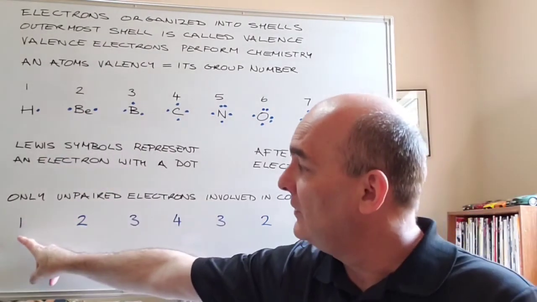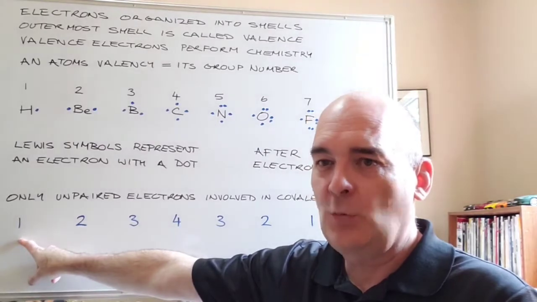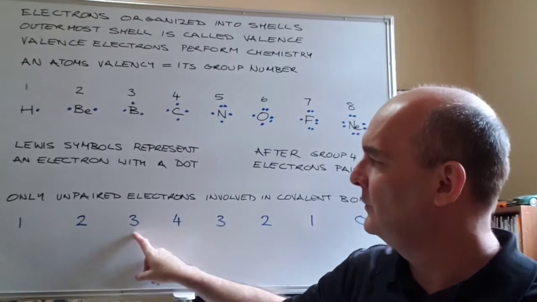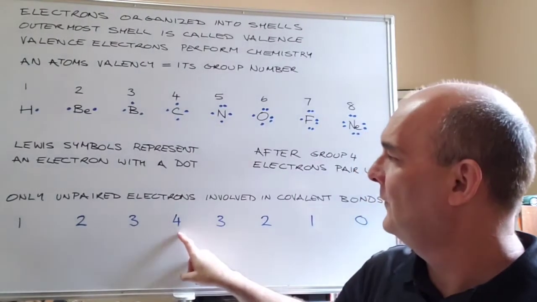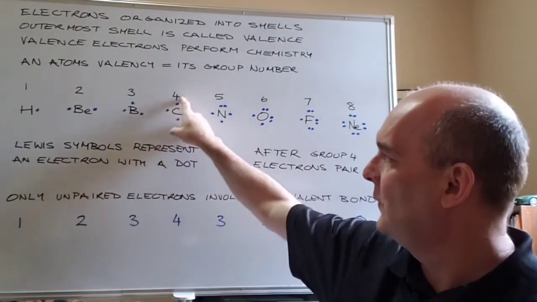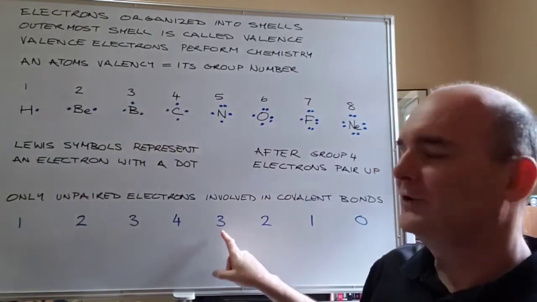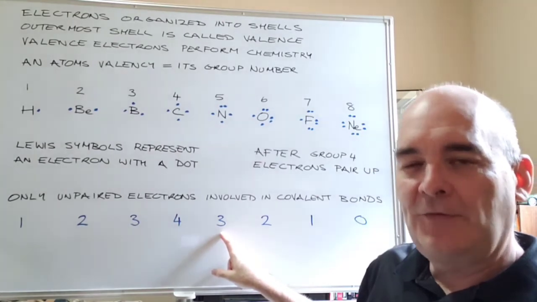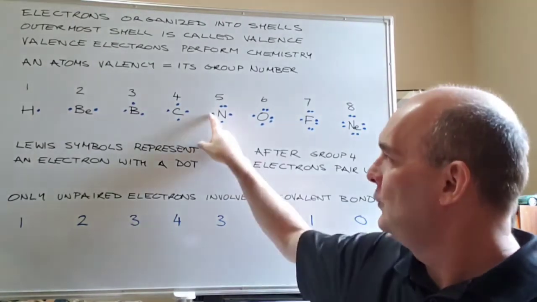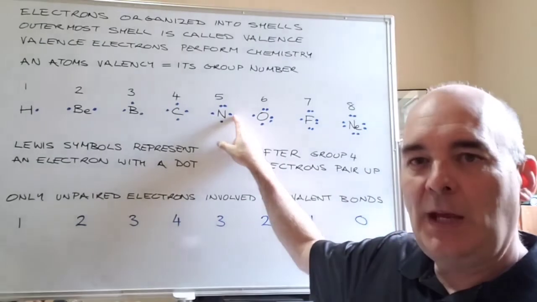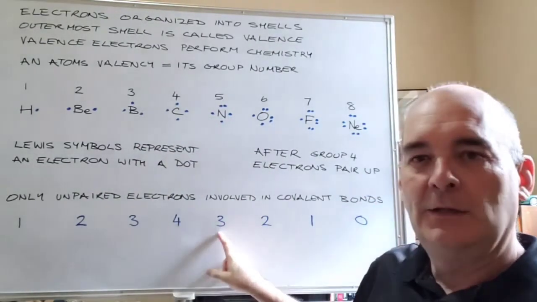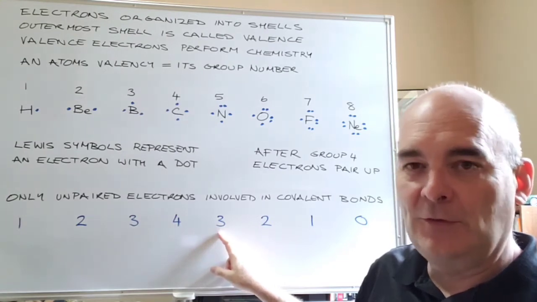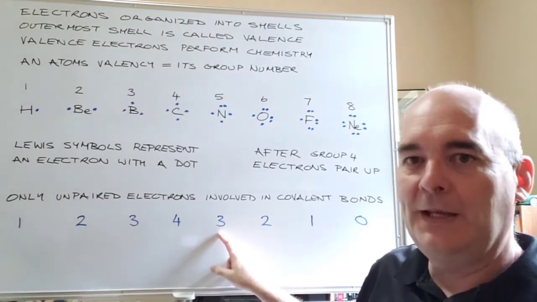So that means everything in group 1 makes 1 bond. Everything in group 2 makes 2 bonds. Everything in group 3 makes 3 bonds. Everything in group 4 makes 4 bonds because it has 4 unpaired electrons. When I get to group 5, the atoms in group 5 have 5 electrons, but they only have 3 unpaired electrons. So nitrogen can only make 3 bonds. Phosphorus, which is also in group 5, can make 3 bonds.